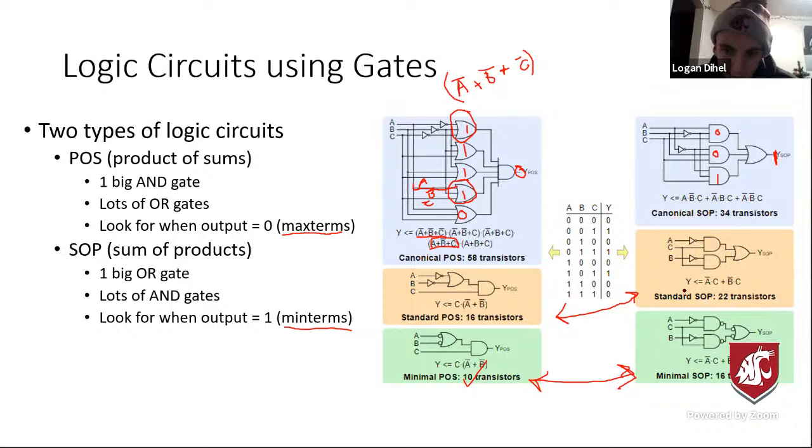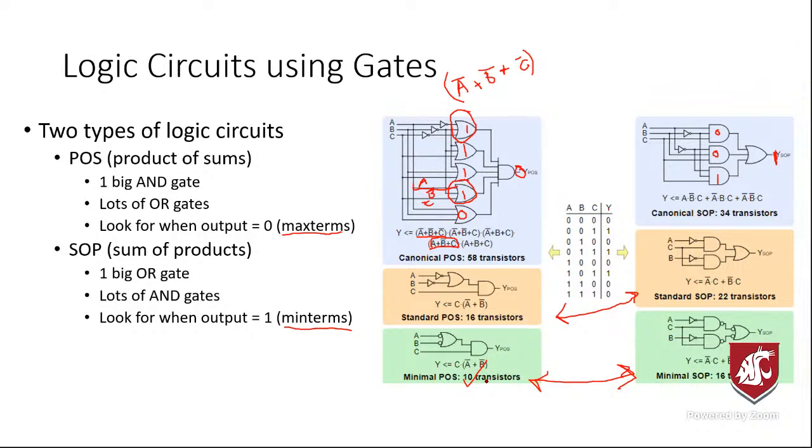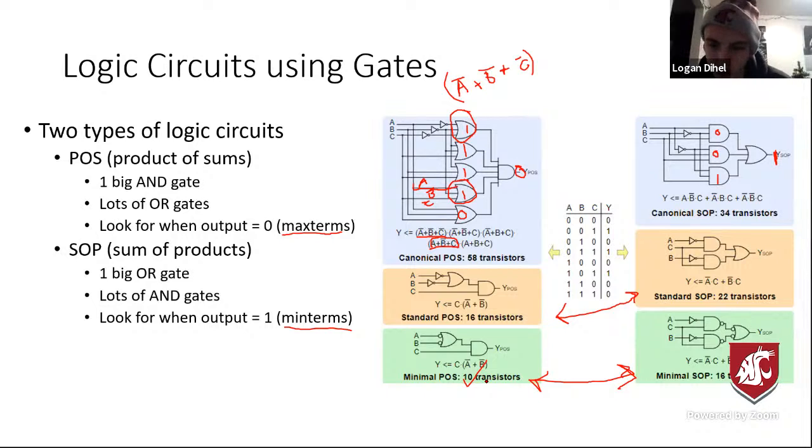Like in this example, 5 different inputs give us a 0 on the output, but the POS was still smaller. So you have to kind of do the SOP and the POS if you want to find the most optimal circuit you can possibly do. And in practice, you don't do this. You just put whatever equation you have into Verilog, and then you let the tools automatically minimize it for you.